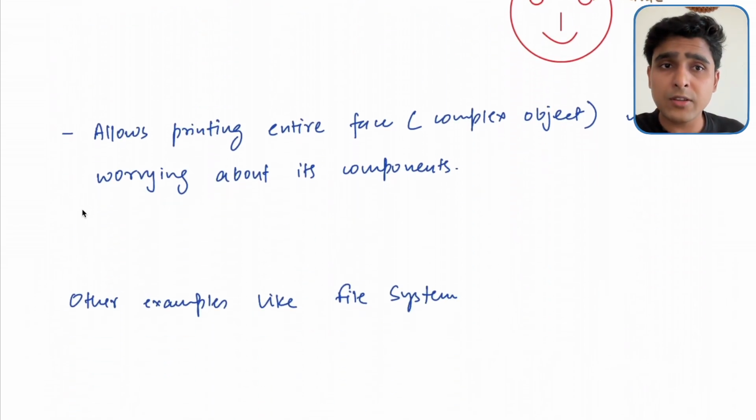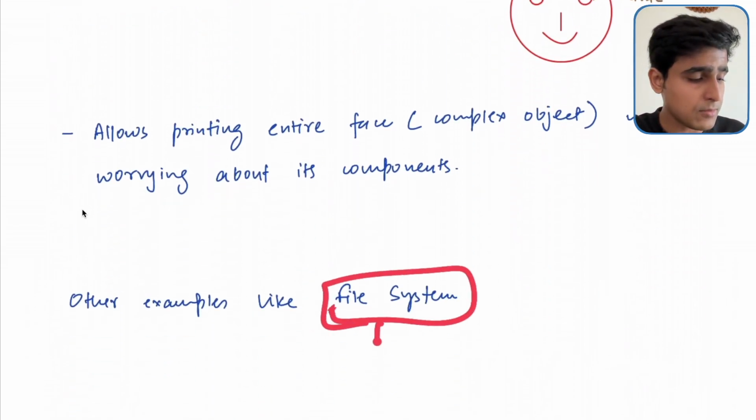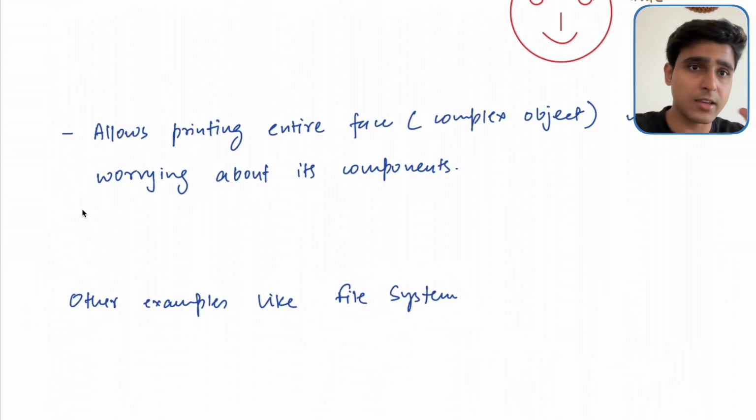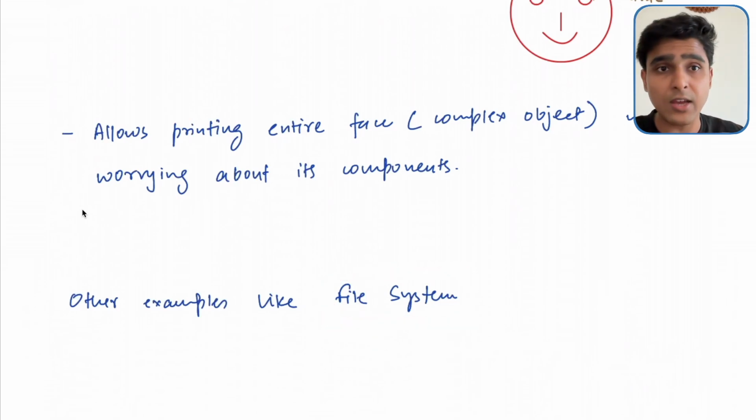Other examples of this kind of system could be a file system. File system also has a clear hierarchy. You might have a root directory. Inside that you have a bunch of files. Then you maybe have a user directory. Again, inside that you can have a bunch of files. Again, some other directory and so on. So it's a directory inside a directory, or a directory can contain individual files as well.